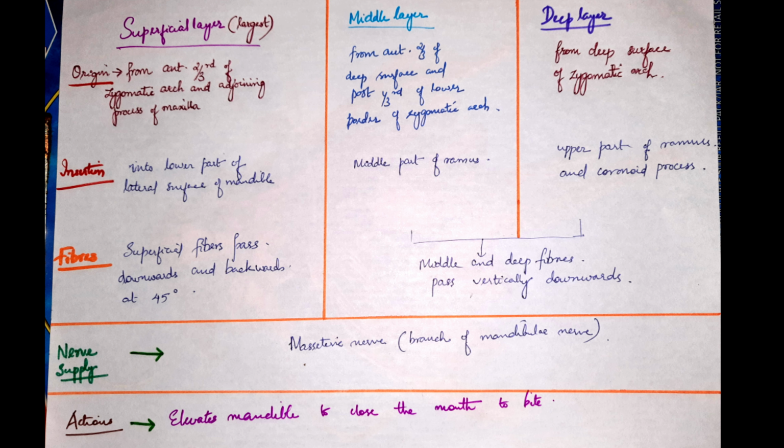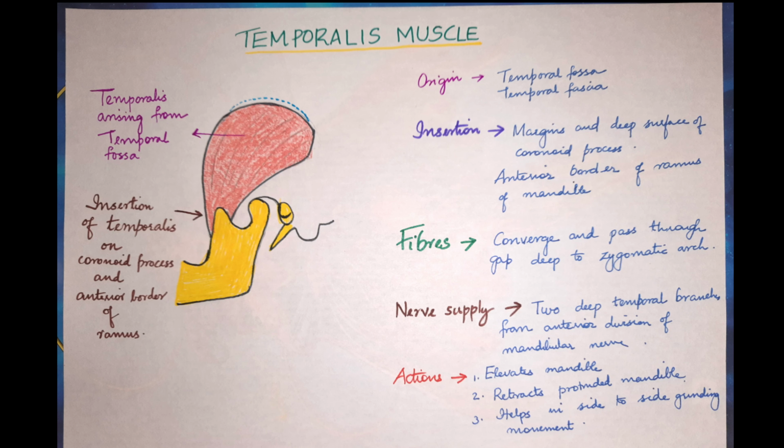Third one is the deep layer. It originates from the deep surface of the zygomatic arch and it gets inserted into the upper part of the ramus and coronoid process. The middle and the deep fibers pass vertically downwards. Nerve supply is by the masseteric nerve. Action is that it elevates the mandible to close the mouth to bite.